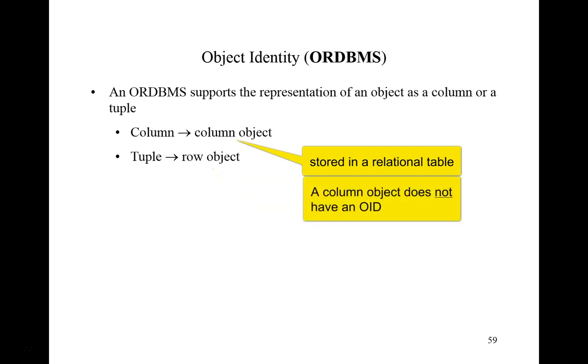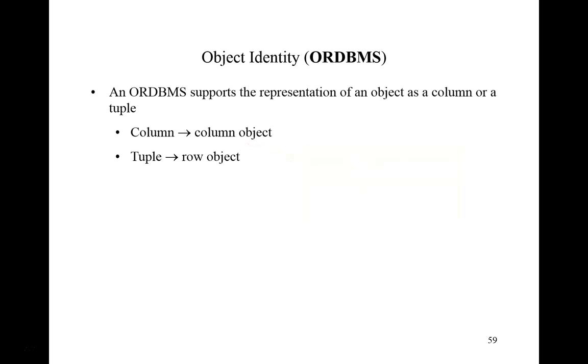Because a column object is embedded in a row of a relational table, a column object does not have an object identifier. When you reference a column that holds an object type, you retrieve the whole object. To access a column object, you need to access the row that contains that object. This row provides the relevant context for that embedded object. Thus, we can consider column objects to be identified by the primary key of the containing row.